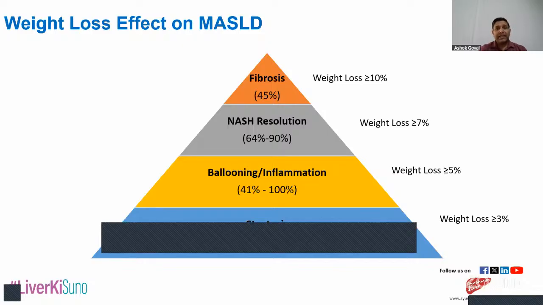Now, the weight loss effect on MSLD. If you have only steatosis, that is only fatty liver, then a loss of 3% or more of weight is adequate. If your liver has developed inflammation and ballooning of hepatocytes, that is liver cells, then we need a weight loss of 5% or more. Also, if the patient has developed NASH, then resolution is seen in only 64 to 90% of patients with a weight loss of 7% or more. And if you have developed fibrosis, then the reversal is only 45% with a weight loss of 10% or more. So at each step of liver inflammation and steatosis, we plan the lifestyle modification accordingly.